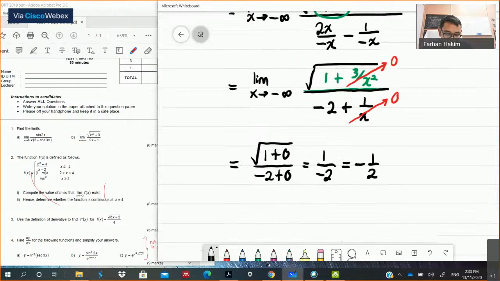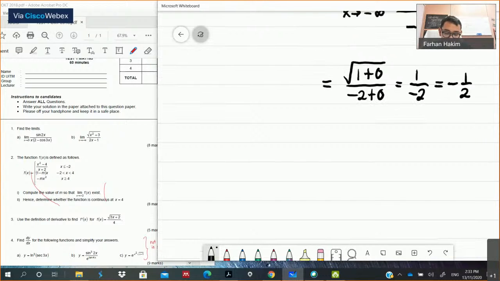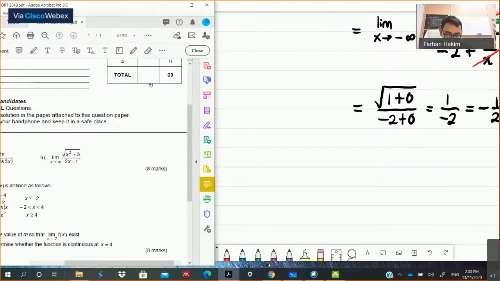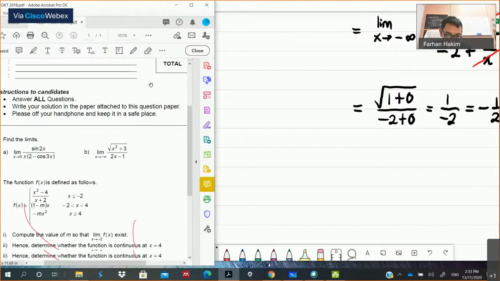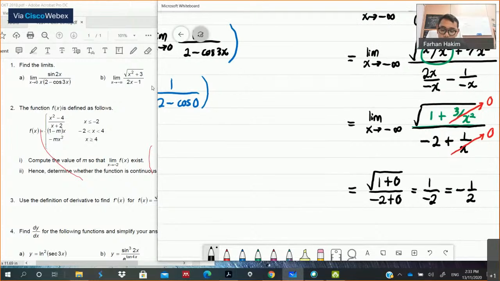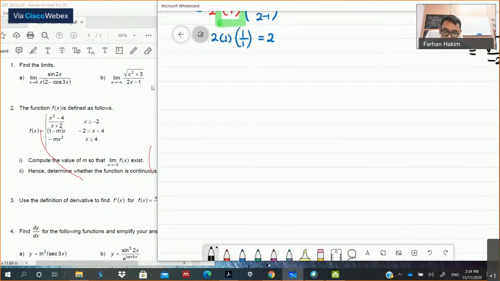All right, let's proceed to question number 2. For question number 2, I want to highlight it here. We have this function defined by this. Let me just zoom out first. Question number 2.